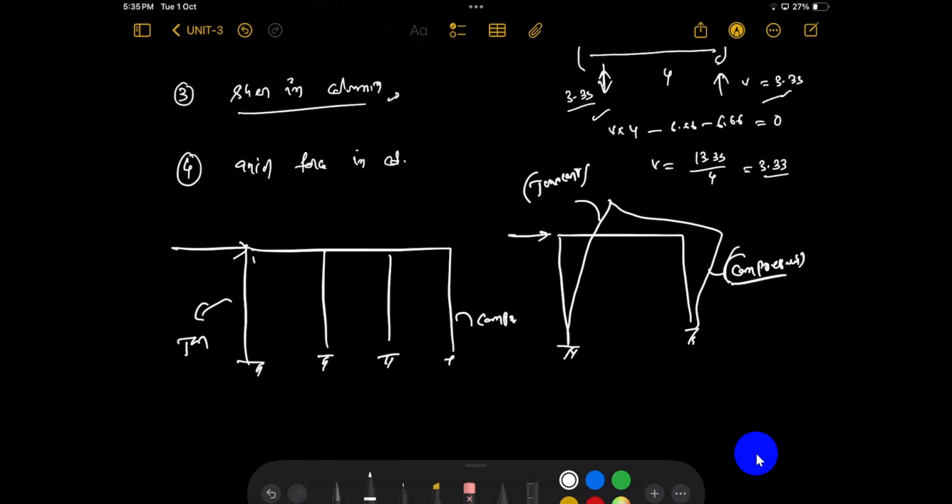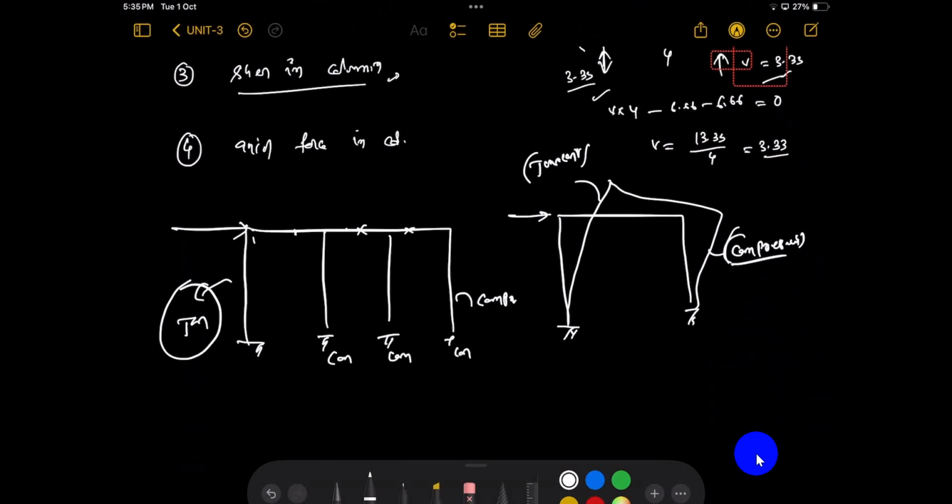But somewhere in the center, maybe here or here or here, the tension shifts to compression. Based on the portal frame sizes and bay heights, maybe it's tension, maybe it's compression. Because somewhere the point of tension shifts to compression, some portion is in compression, some portion is in tension. It is a normal criterion.